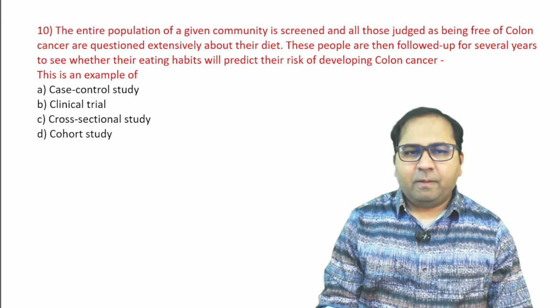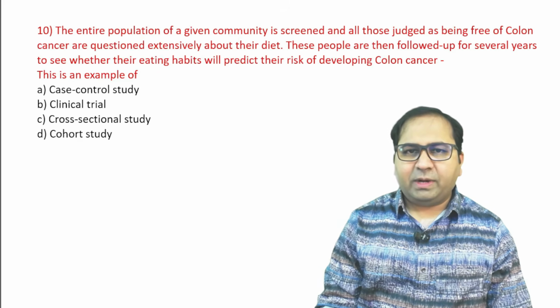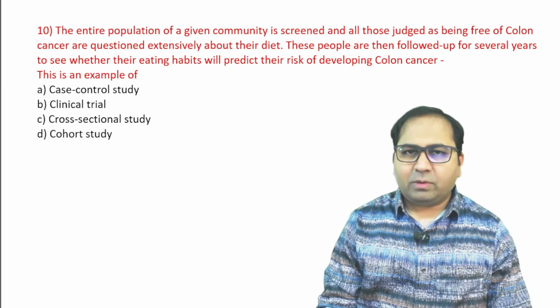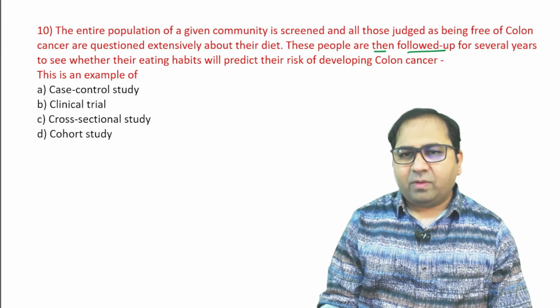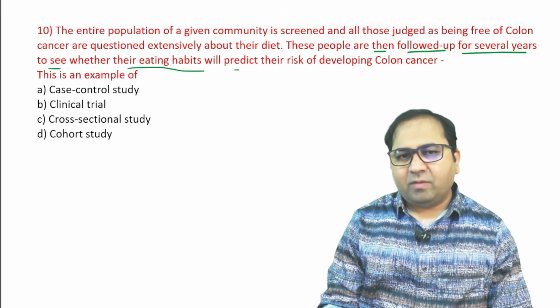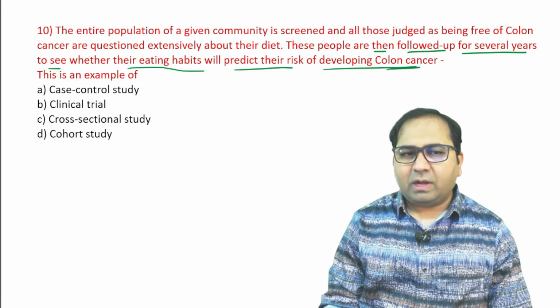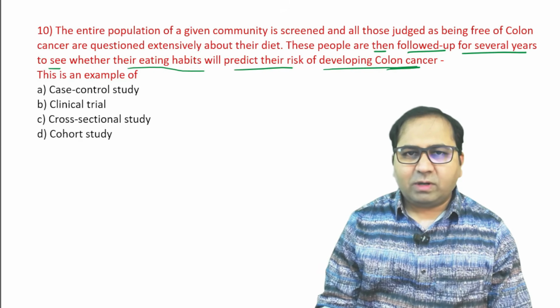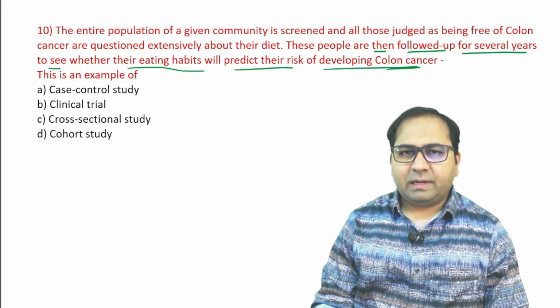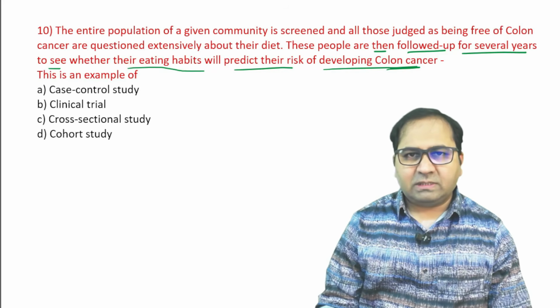Next question. The entire population of a given community is screened and all those judged as being free of colon cancer are questioned extensively about their diet. So these people are then followed up for years to see whether their eating habits will predict their risk of developing colon cancer. So this is an example of what study? Options are A, case control study, B, clinical trial, C, cross-sectional study, or D, cohort study?